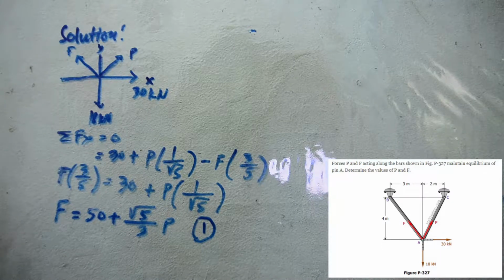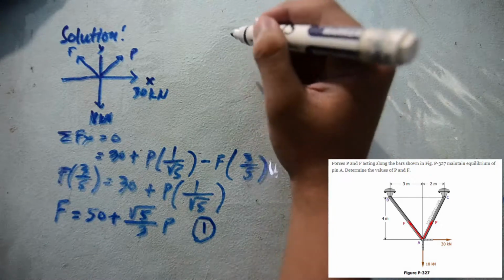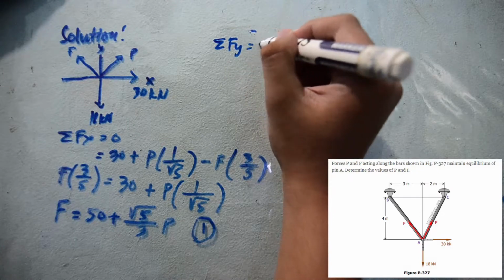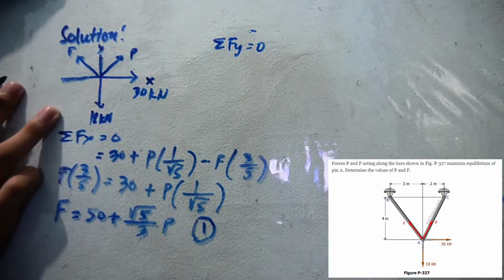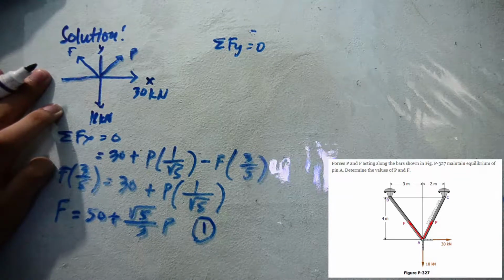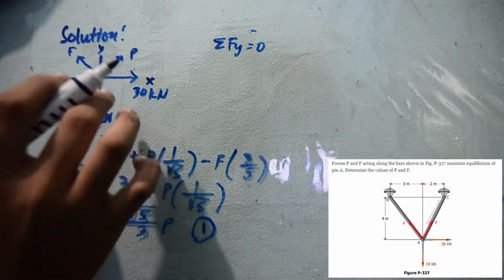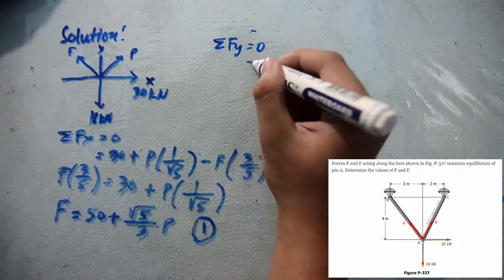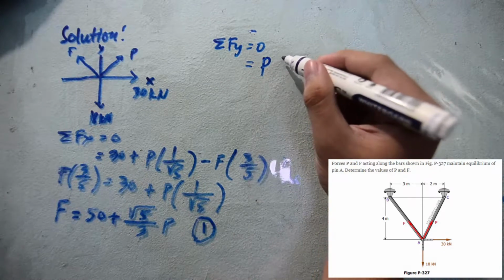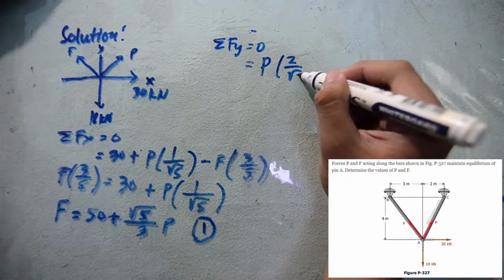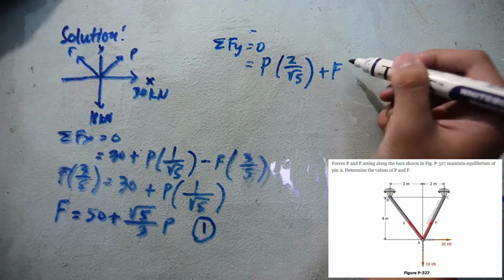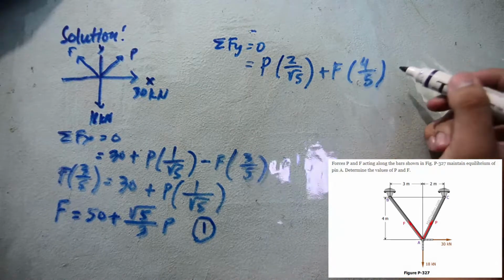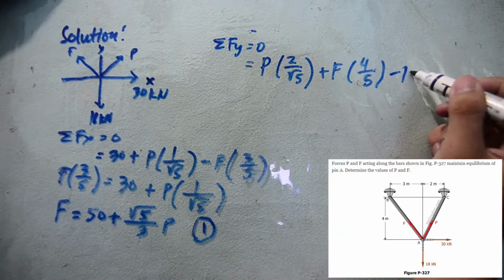Now let's use the summation of forces in y-axis. So summation of forces in y-axis equal to 0. So let's see, as you can see in the free body diagram, there are three forces acting in the y-axis: the 18, the p, and the f. So let's write p 2 over square root of 5 plus f 4 over 5, sorry, and minus 18.